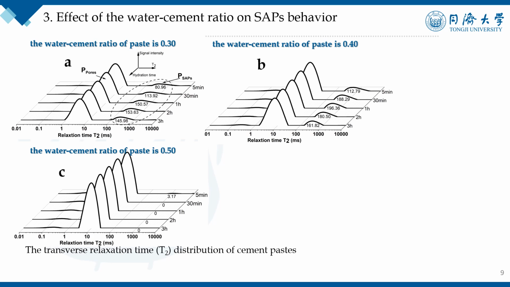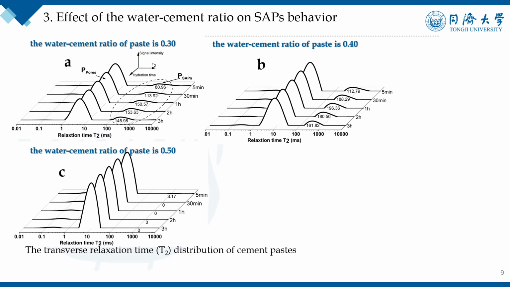When the water to cement ratio of the paste was 0.4, the SAP's peak at 5 minutes after mixing could be observed, and this peak area was higher than that of the paste with a water to cement ratio of 0.3. Then the SAPs continued to absorb water until the peak area slowly decreased after 1 hour, and the peak at each time was higher than that of the paste with a ratio of 0.3. This indicates that increasing the water to cement ratio of the paste from 0.3 to 0.4 did increase the SAP's water content.